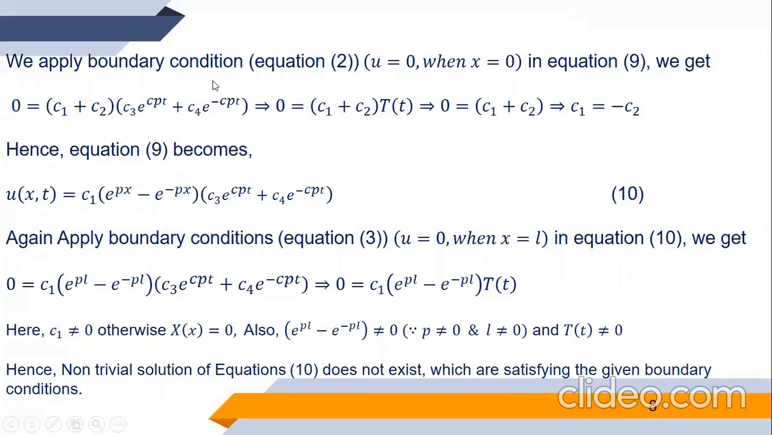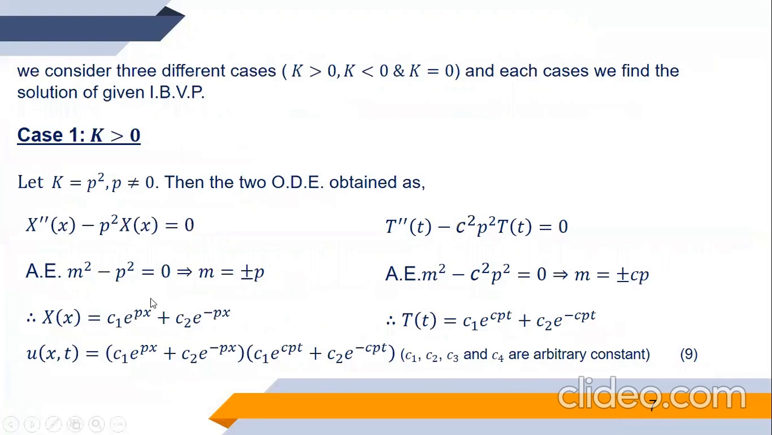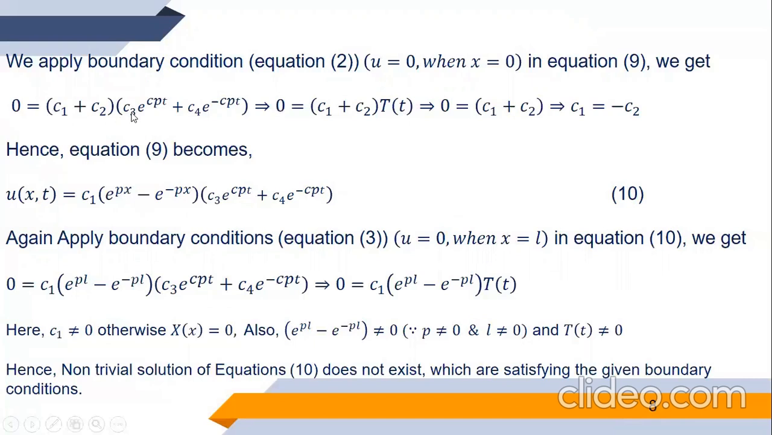We apply the boundary condition, equation 2, in equation 9: u equal to 0 when x is 0. We get 0 is equal to c1 plus c2, because e raised to 0 is 1. So c1 plus c2, and the other term c3 e raised to cpt plus c4 e raised to minus cpt is similar. That implies this is nothing but T of t. So T of t is never 0. So we write c1 plus c2 is 0. Therefore c1 is equal to minus c2.